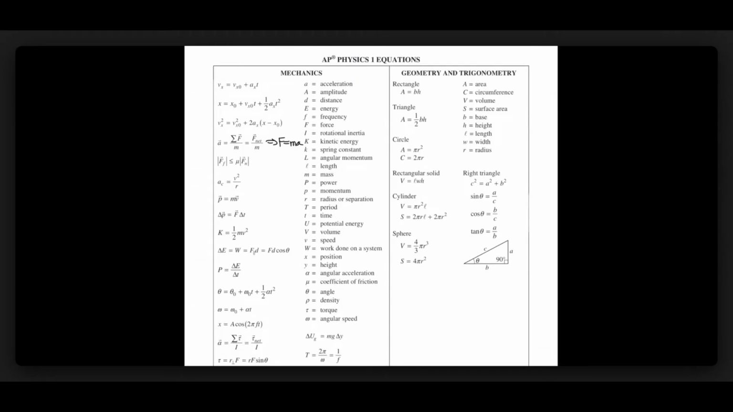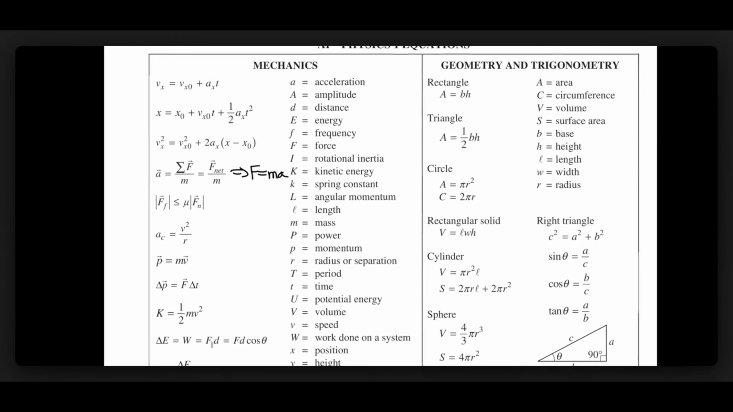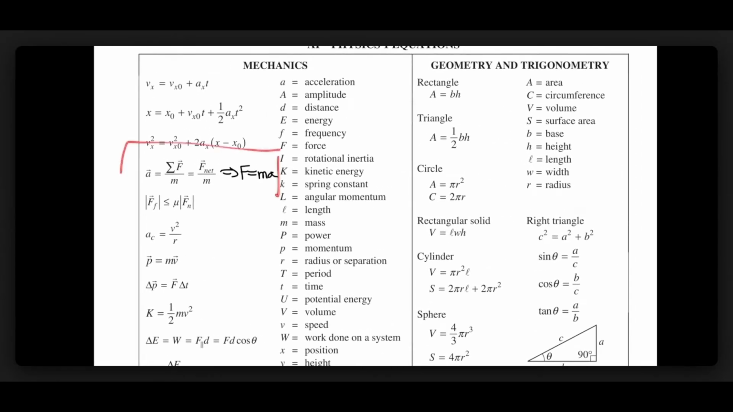Okay, let's move on to the AP Physics 1 equations. The first thing I want you to see here is this equation right here, F equals ma. I have no idea why they try to make it look so complicated. It really just is Newton's second law. It's the net force that's equal to the mass times acceleration. It is important to say the net force, but you don't have to write it in this format.